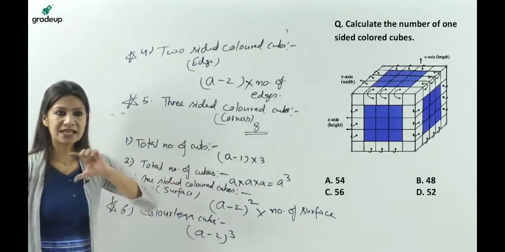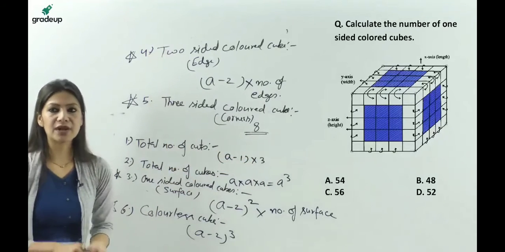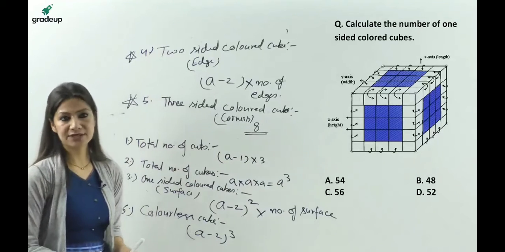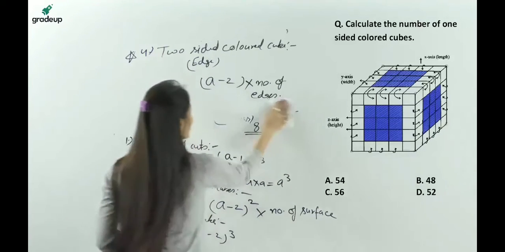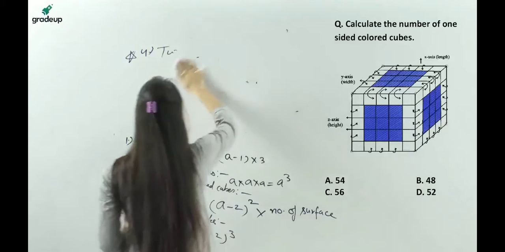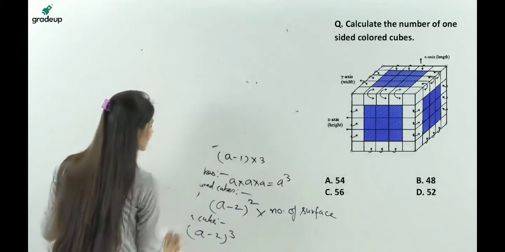Total number of cubes: in the x-axis you are having A parts, in y you are having A, in z you are having A. So A into A into A, or A cube, that's the formula. Okay, so let's take one example, one by one. Now I am removing these formulas. Maybe you have noted down all the points, student. Fine, let's take one example.